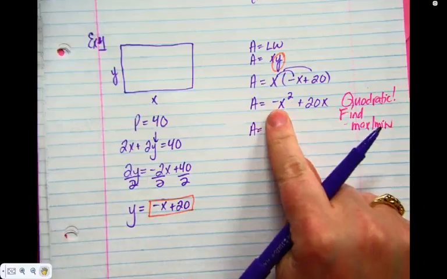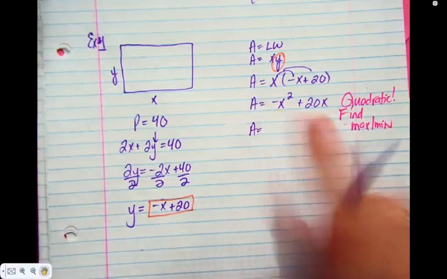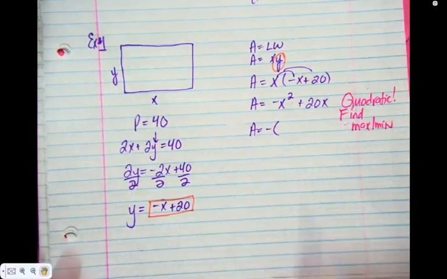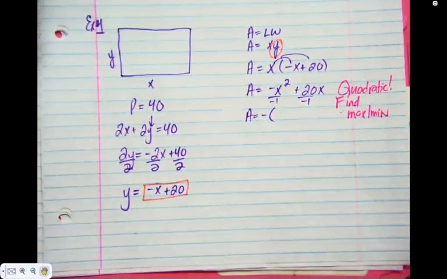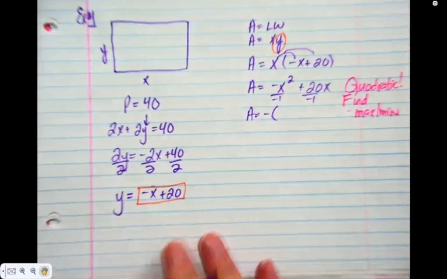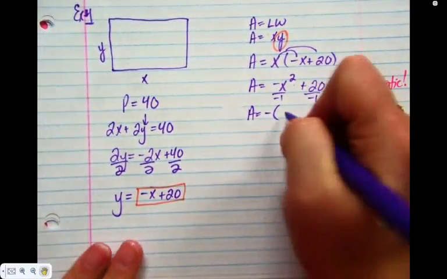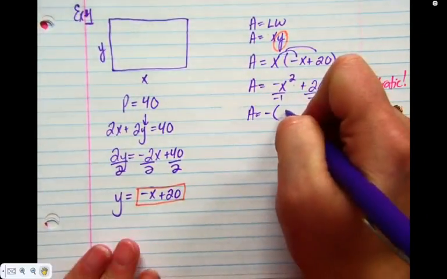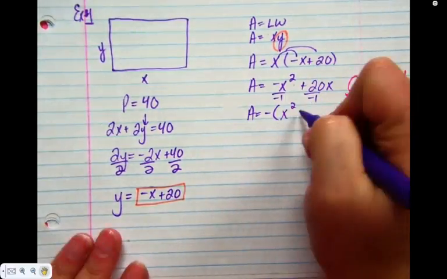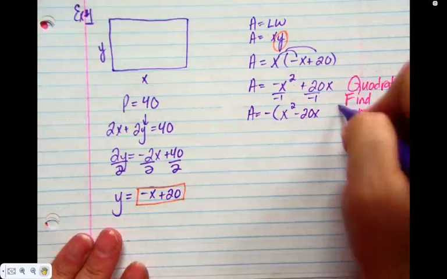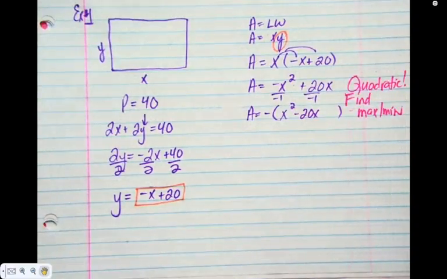Okay, I've got this negative in front, so this is the equivalent of a negative 1, so I've got to factor him out front. So what I'm doing in essence is dividing each term by negative 1. So negative x squared divided by negative 1 equals x squared. And 20x divided by negative 1, negative 20x. And I'm going to leave my space that I'm going to fill in a second.